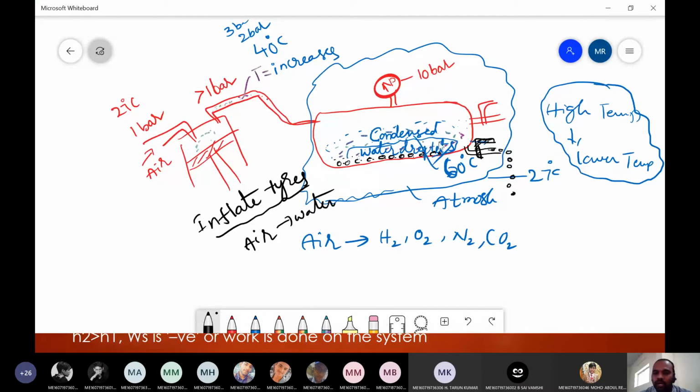If water is present, what problems do we have? The main problem is corrosion, right? Rust formation. So that is the reason this valve is provided. Okay, this is none of our business.